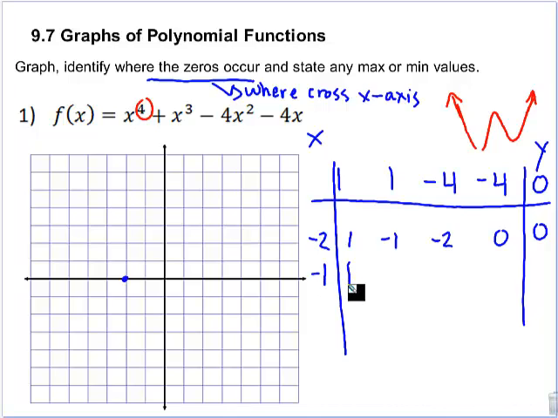Figure out where this goes. 1 times negative 1. Negative 1 added on to 1. 0. 0 times negative 1. 0 added to negative 4. Negative 4 times negative 1. Positive 4 added to negative 4. 0, 0 times negative 1. Add it to 0 and get, oh, what does that tell you? Negative 1, 0 is also a point. Okay, what will we get when we plug 0 in? 0. So 0, 0 is also a point.